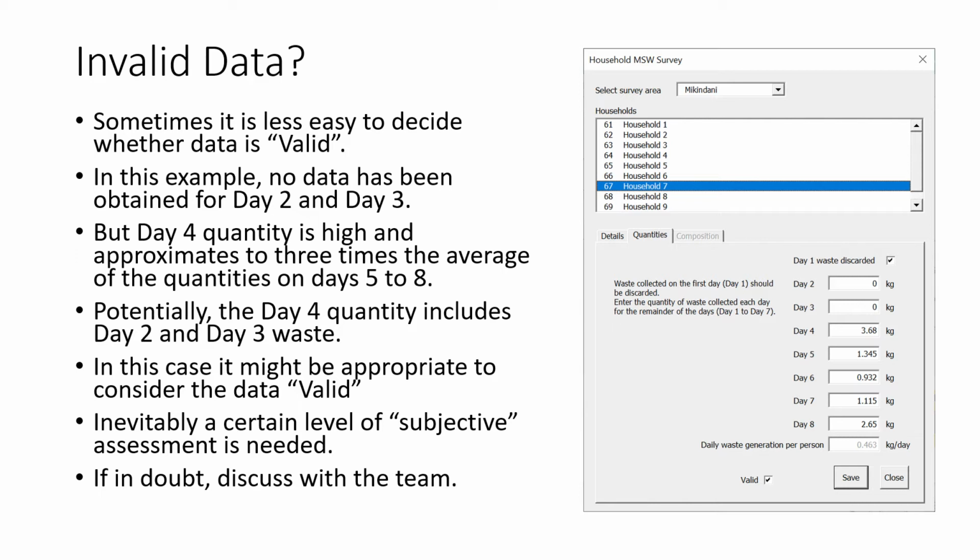Sometimes it isn't so easy to identify valid or invalid. Here, no waste is weighed for day 2 and day 3, but day 4 waste weighing is approximately 3 times as high as the average for the remaining 4 days. So maybe day 4 includes day 2 and day 3. Personally, I would assume that this data is probably valid. Some level of subjective judgment is often required. If in doubt, check with other team members.